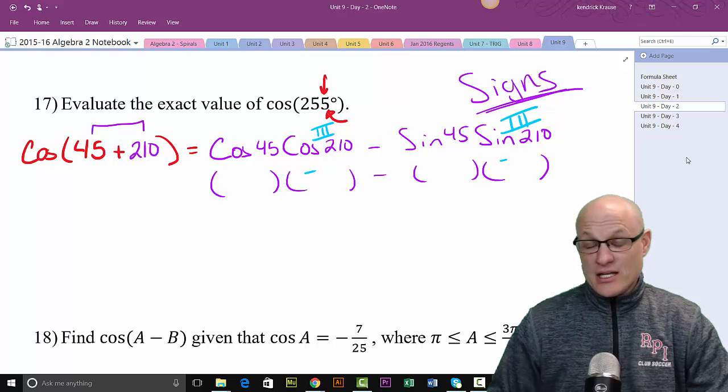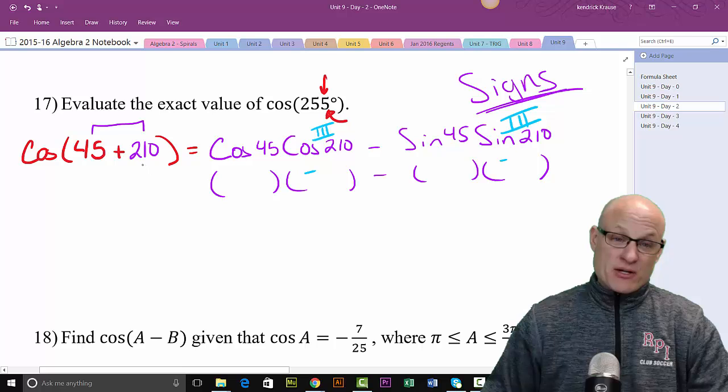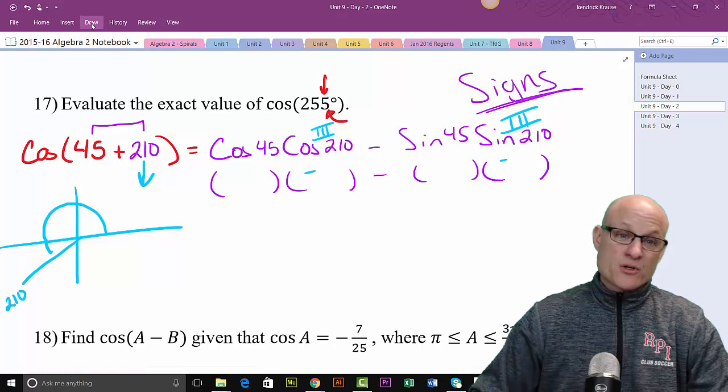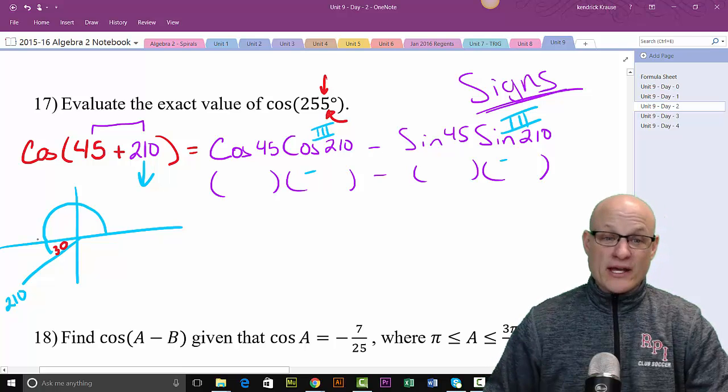Now, I have to think about 210 degrees. 210 degrees is 180 and a little bit more. So it's really right here, 210 degrees. Well, that is 30 degrees away from the x-axis. So that's my reference angle. This is what I really want to think about. This is my reference angle.